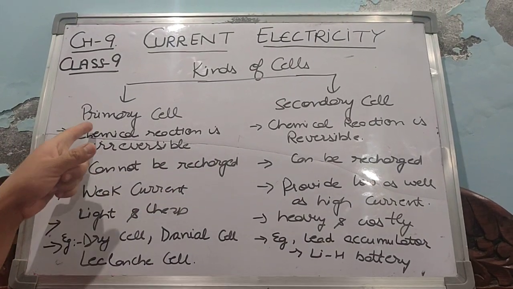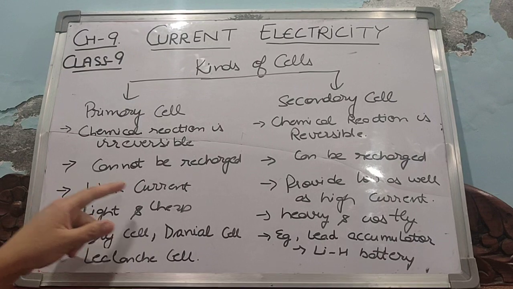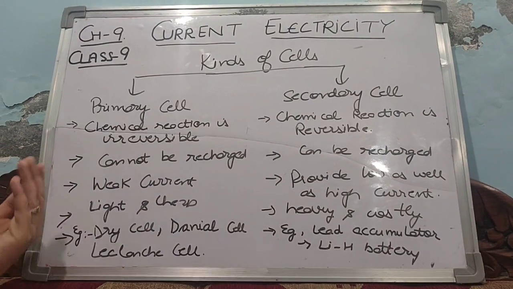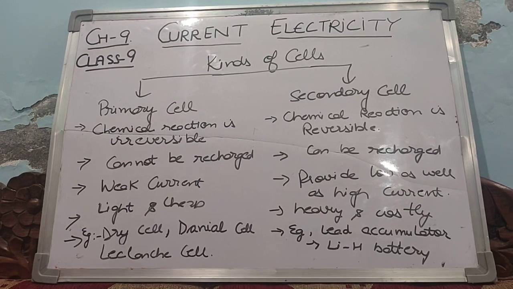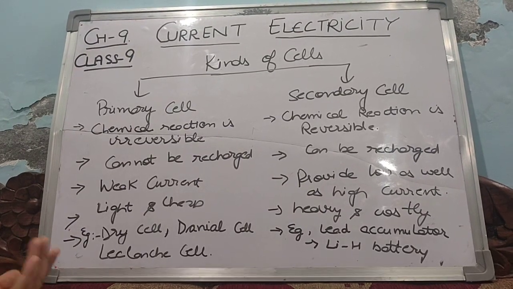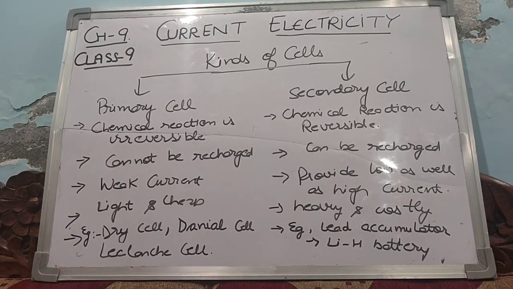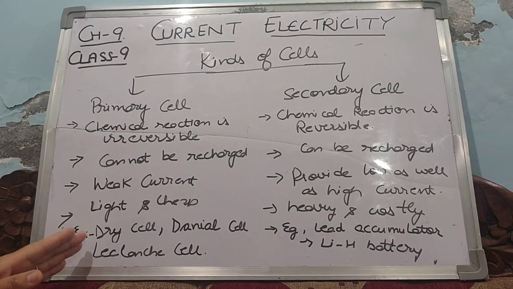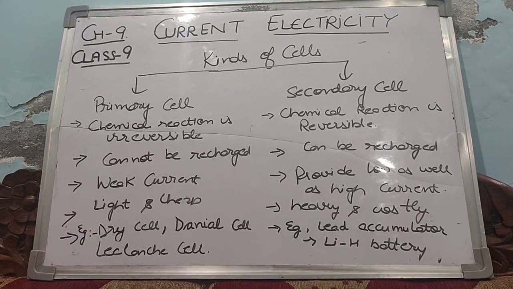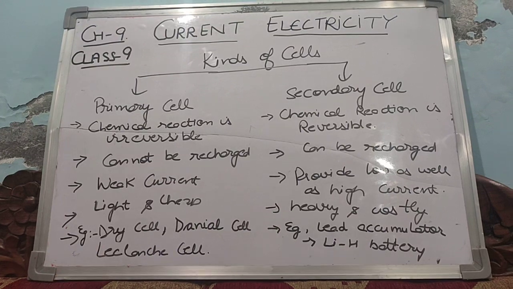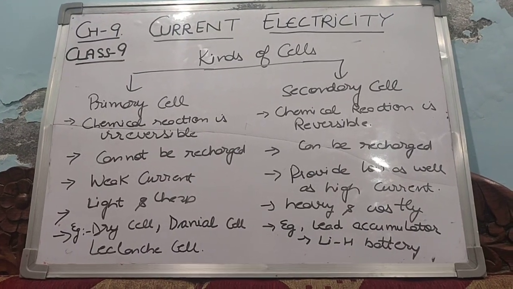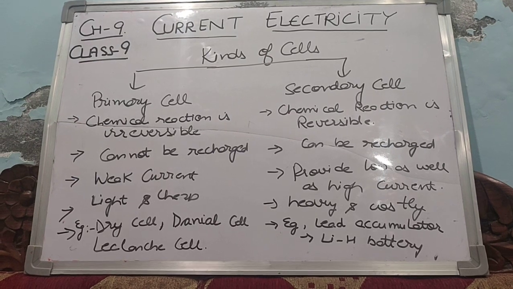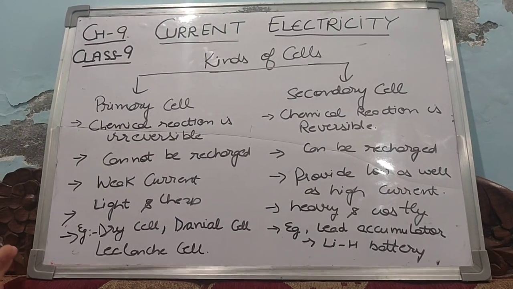Remember, from primary cells we get weak current. These primary cells are very light and cheap. Depending upon the source of material used, we have different types of primary cells. For example, you have the dry cell, Daniell cell, Leclanché cell, all are examples of primary cells. That is, these cannot be recharged again and again once used.